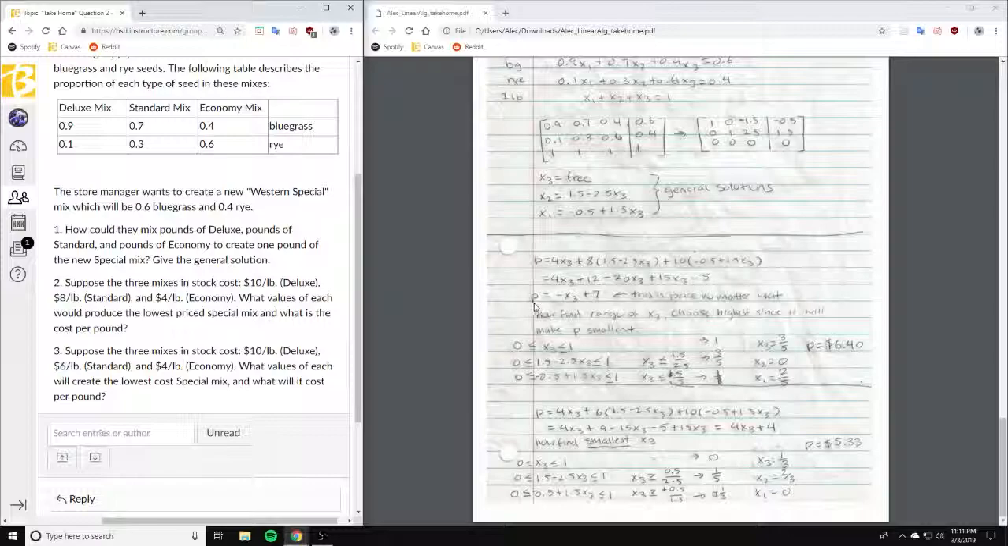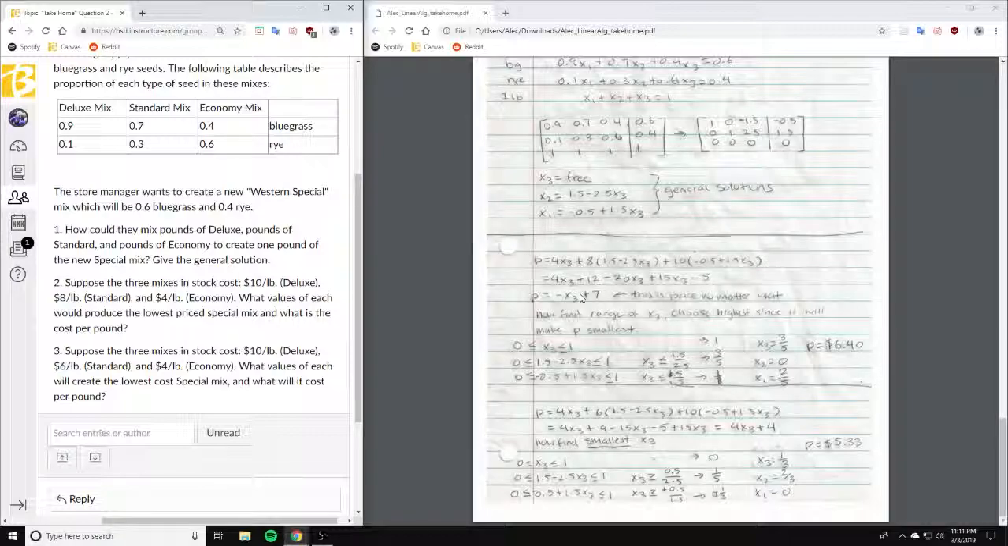That simplifies down to P equals negative x3 plus 7. This is the price no matter what. So no matter what we put x3 as, this will be the price depending on how much x3 we have. What we also need to do is find a range, because we obviously can't set x3 to anything we want, right? A lot of the time that won't fit the range of our other two mixes.